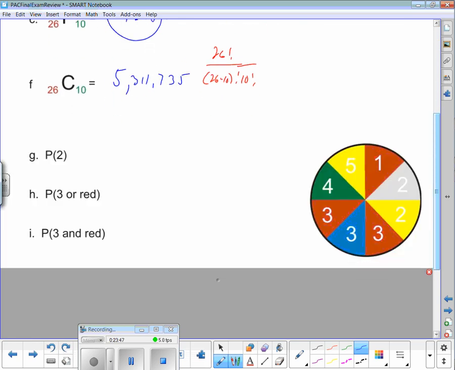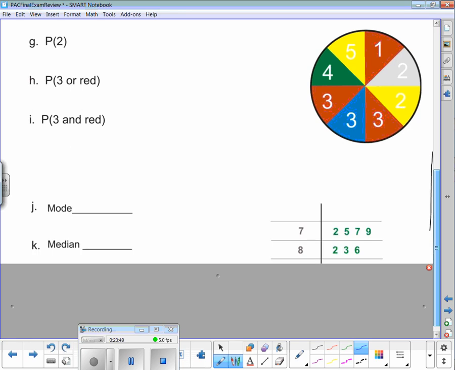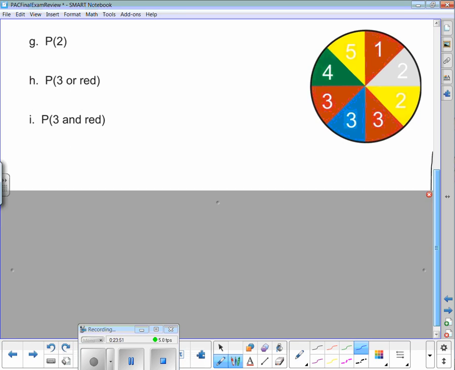All right. Again, all you're doing is trying to take note of what's giving you trouble so you know where to work and what notes to look at. Whoa, time's almost gone. Let's go quick here. P of 2. How many 2's are there? 2. How many total? 8. Make sure you reduce, right?